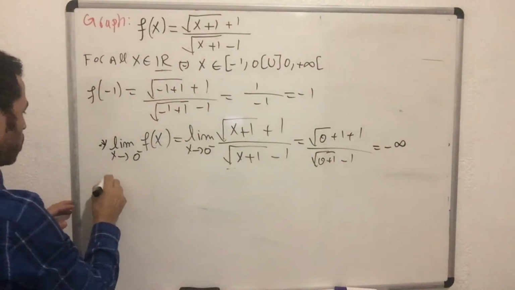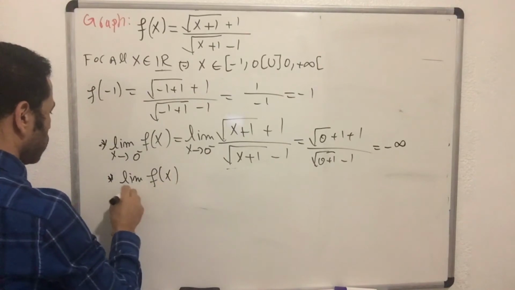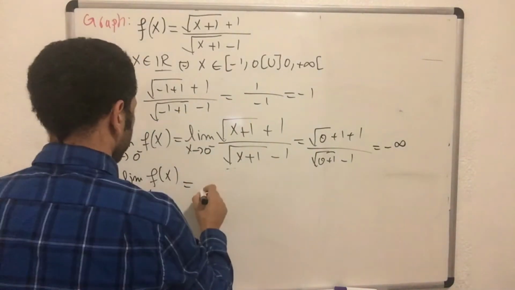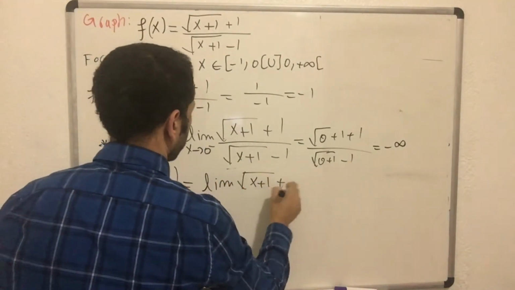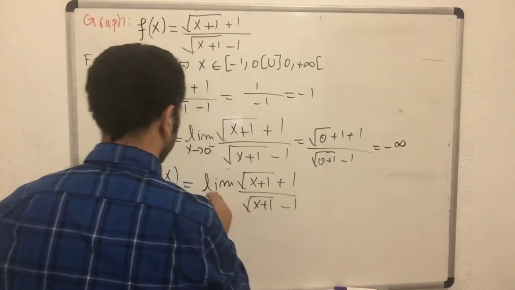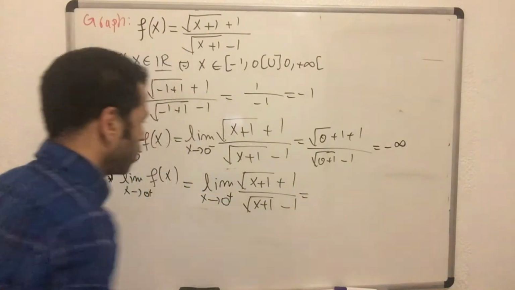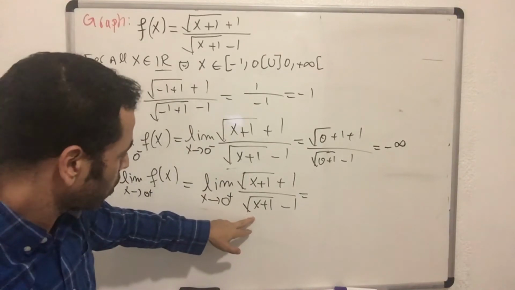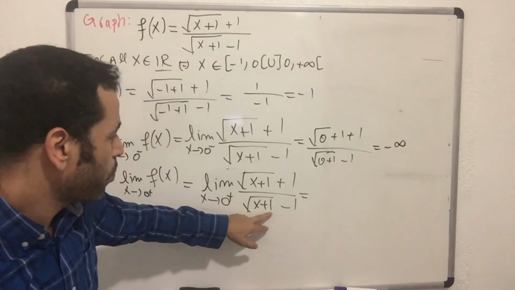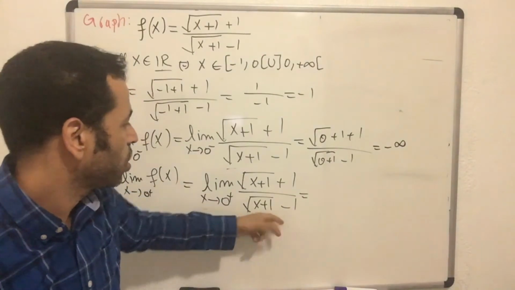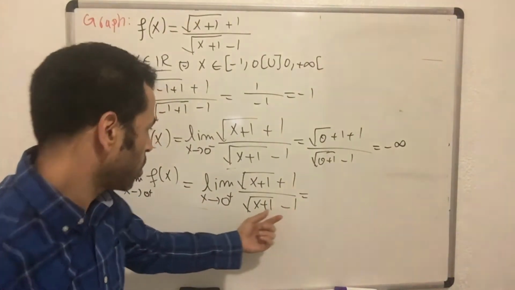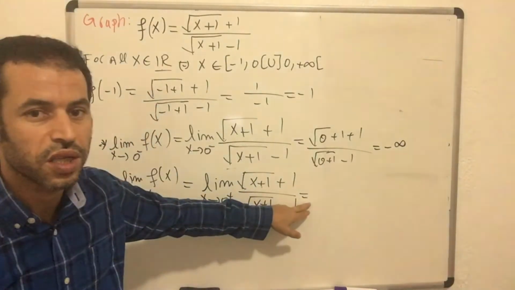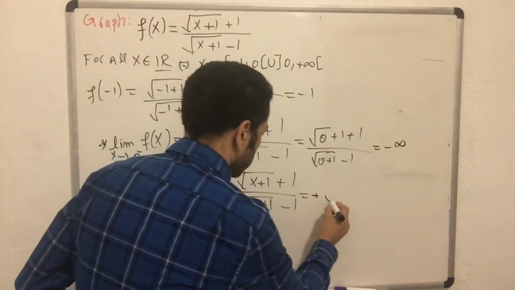So let's move on to the limit of f of x as x is approaching 0 from the right hand side. The limit of square root of x plus 1 over square root of x plus 1 minus 1, as x approaches 0 from the right hand side. It will be the same thing, but from the right hand side. When you plug 0 from the right hand side into this fraction, it gives you 1.000 minus 1, which is a positive number, but it's still 0.000. So we put 0 at the top: 1 plus 1 is 2, 2 over 0 from the right hand side, 0 plus, which gives you plus infinity.